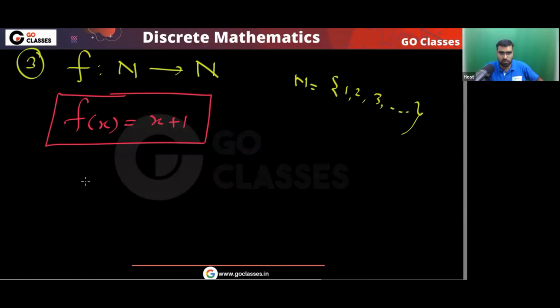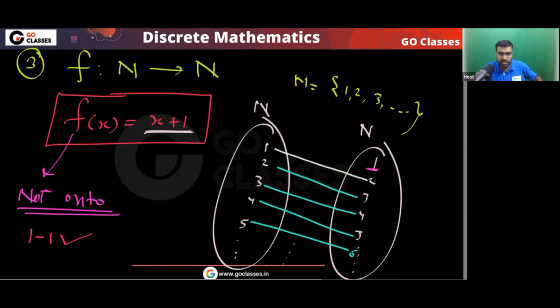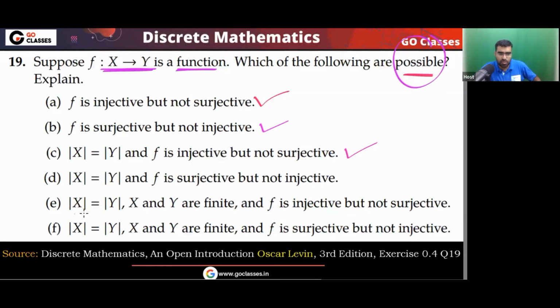But if I ask you, can you give me injective but not surjective, in the same question, if I ask you to give me finite sets X, Y, their cardinality is the same, and now you give me injective but not surjective. Now can you give me, please tell me. Understand? I am asking this question.